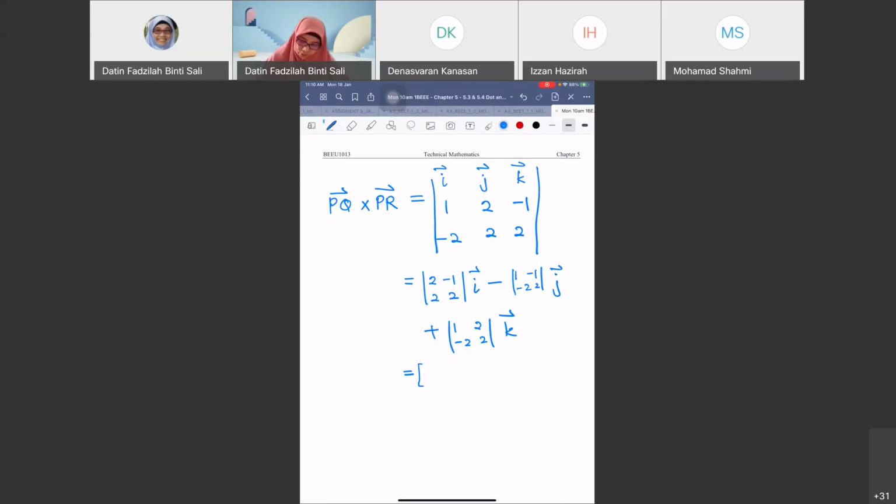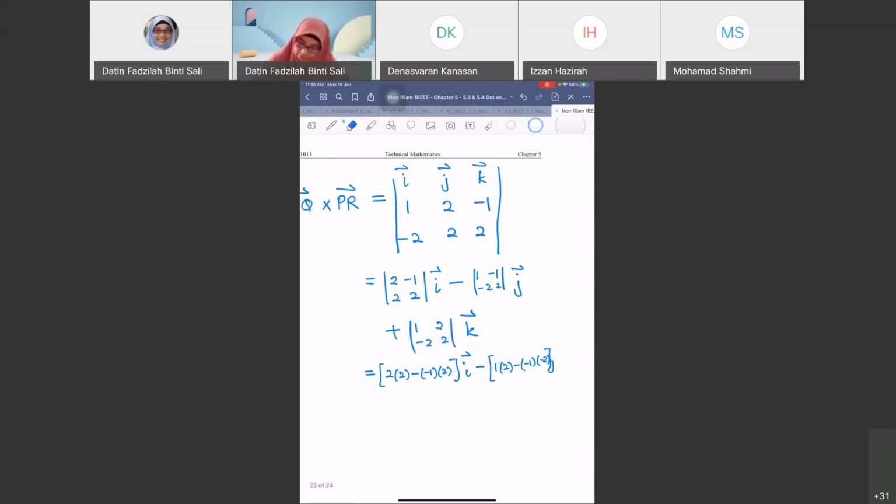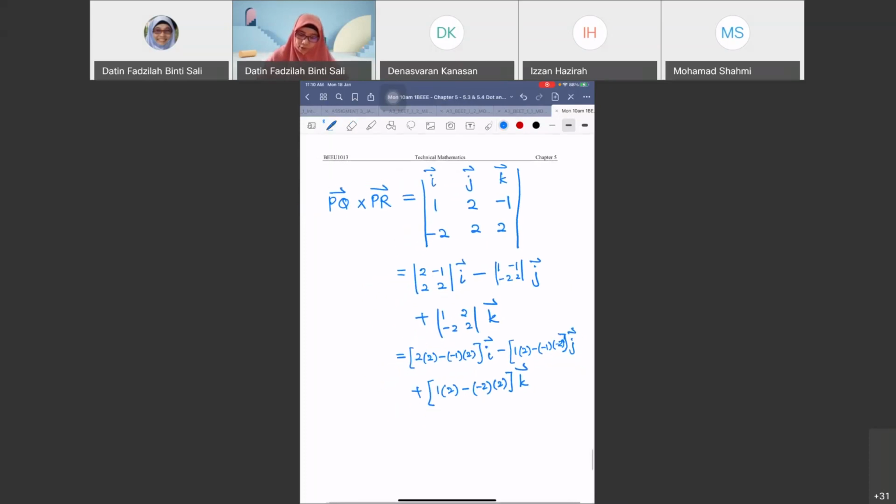Basically it will be 2 times 2 minus minus 1 times 2. This is for the i. And then for the j, minus, 1 times 2 minus minus 1 times minus 2. This is for the j. And then plus for the k, it will be 1 times 2 minus 2 times 2. Make sure you compute correctly.